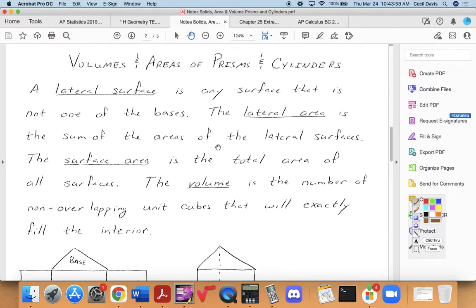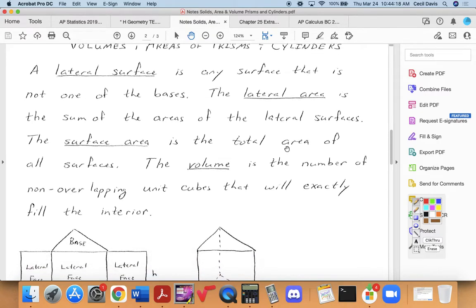So the lateral area is the sum of the areas of the lateral surfaces, or the lateral faces. So you can find the lateral area, and this is the way we actually did it back in 7th grade, is we found the area of all the little pieces and added them together. We're going to find that there's a slightly shorter way to do that. The surface area is the total area of all the surfaces. That includes the 2 bases. And then the volume is the number of non-overlapping unit cubes that will exactly fill the interior. So remember, with area, it's the number of squares it takes to cover something. With volume, it's the number of cubes it takes to fill something.